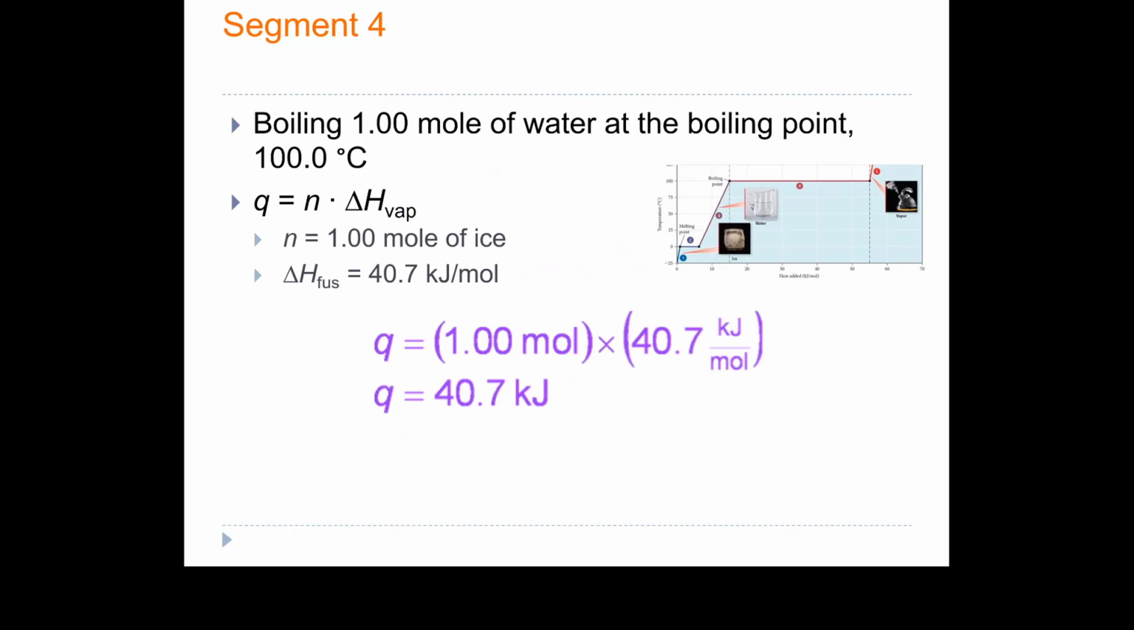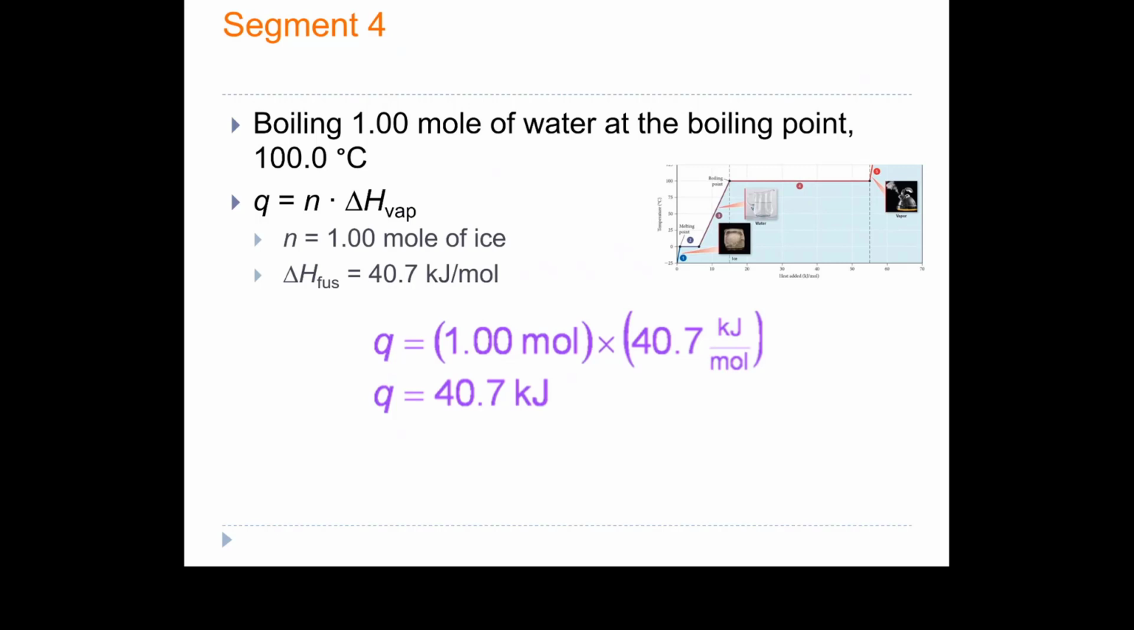All right, our next segment is segment 4. This is the actual vaporization of the water. So we're turning it now from liquid into gas. This happens at 100 degrees C at the boiling point. And you can see that the flat part on the curve here is really big. That means that this has a really large enthalpy of vaporization.